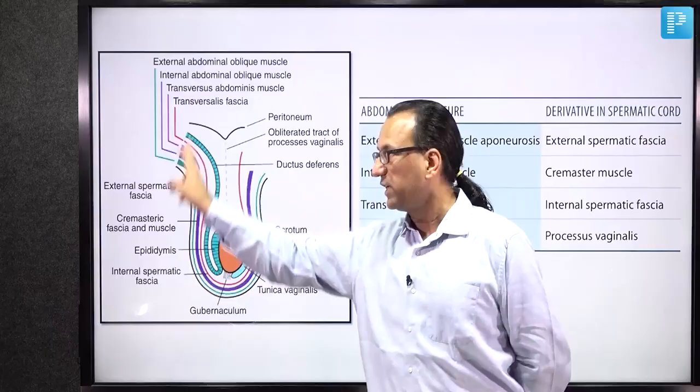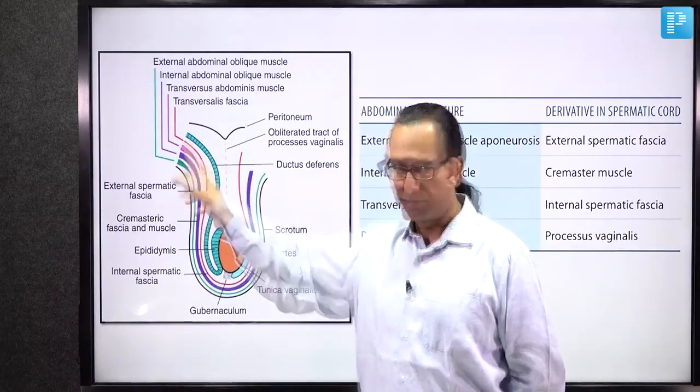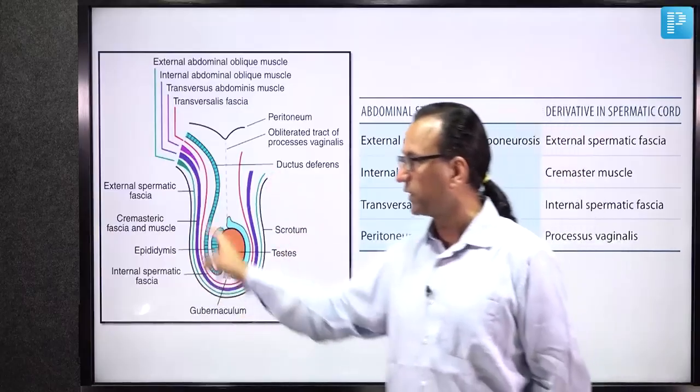Now understand that these muscles of the anterior abdominal wall, as they form the layers of the spermatic cord, will also form the layers of the scrotum following the testis.